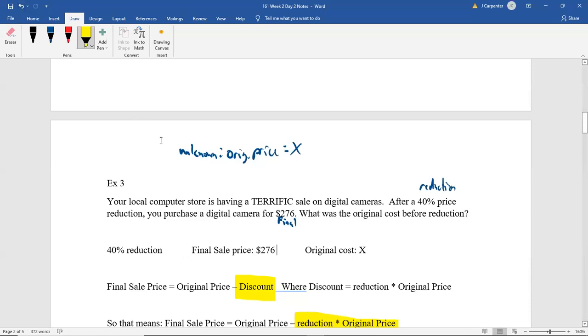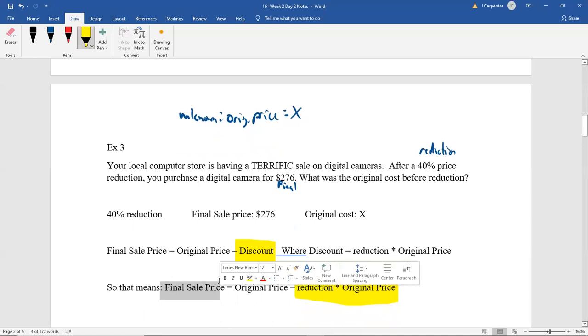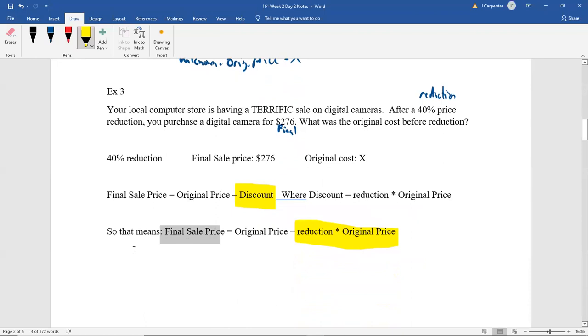All right, so let's start plugging in things that we know. Do we know the final sale price? Yes, it's $276. So the left side's going to be $276. Do we know the original price? No, so we call that an X. Minus, do we know the reduction? Yes, 40%. Do we know the original price? Once again, no, we call it X.